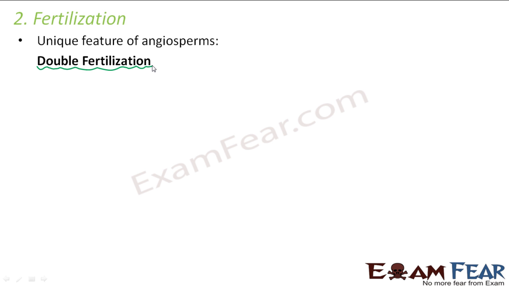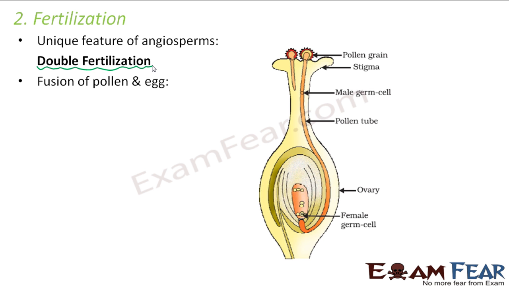By the process of pollination, the pollen grains will reach the stigma of the flower. So that part is okay. Once it reaches the stigma, it will travel through the style. So now the pollen grain has reached the stigma. Now the pollen grain will travel through the style and reach the ovary. Once it reaches the ovary, inside the ovary is the ovule, and inside the ovule is the egg cell.